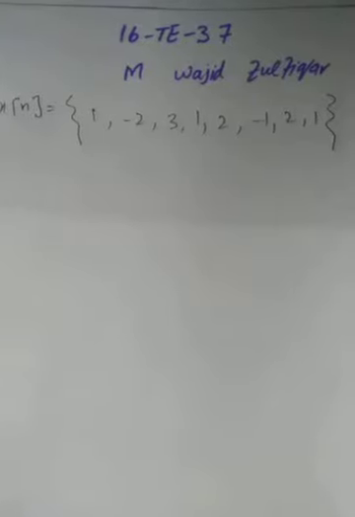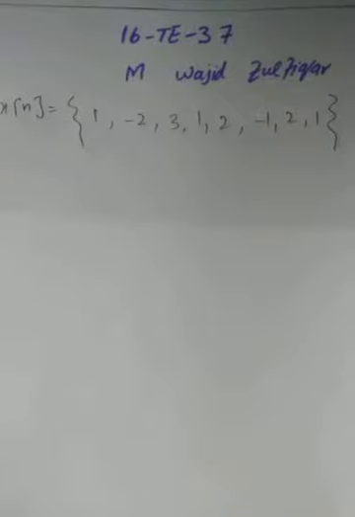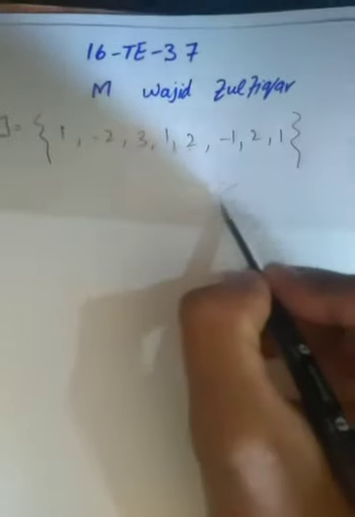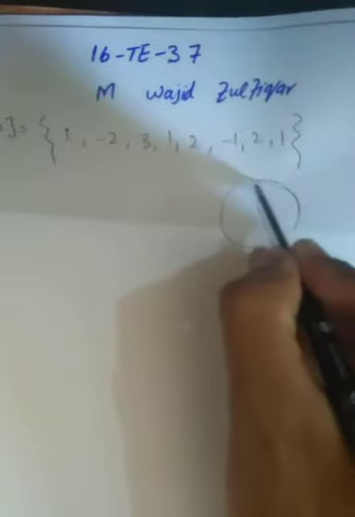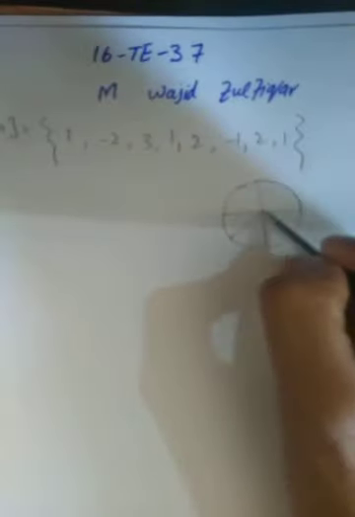In today's lecture, I am going to discuss the fast Fourier transform for 8 samples. In the last lecture, I discussed the fast Fourier transform for 4 samples, and today we will look at 8 samples. First of all, I draw the circle. This is our circle. This is for the 4 point, and now for the 8 point.